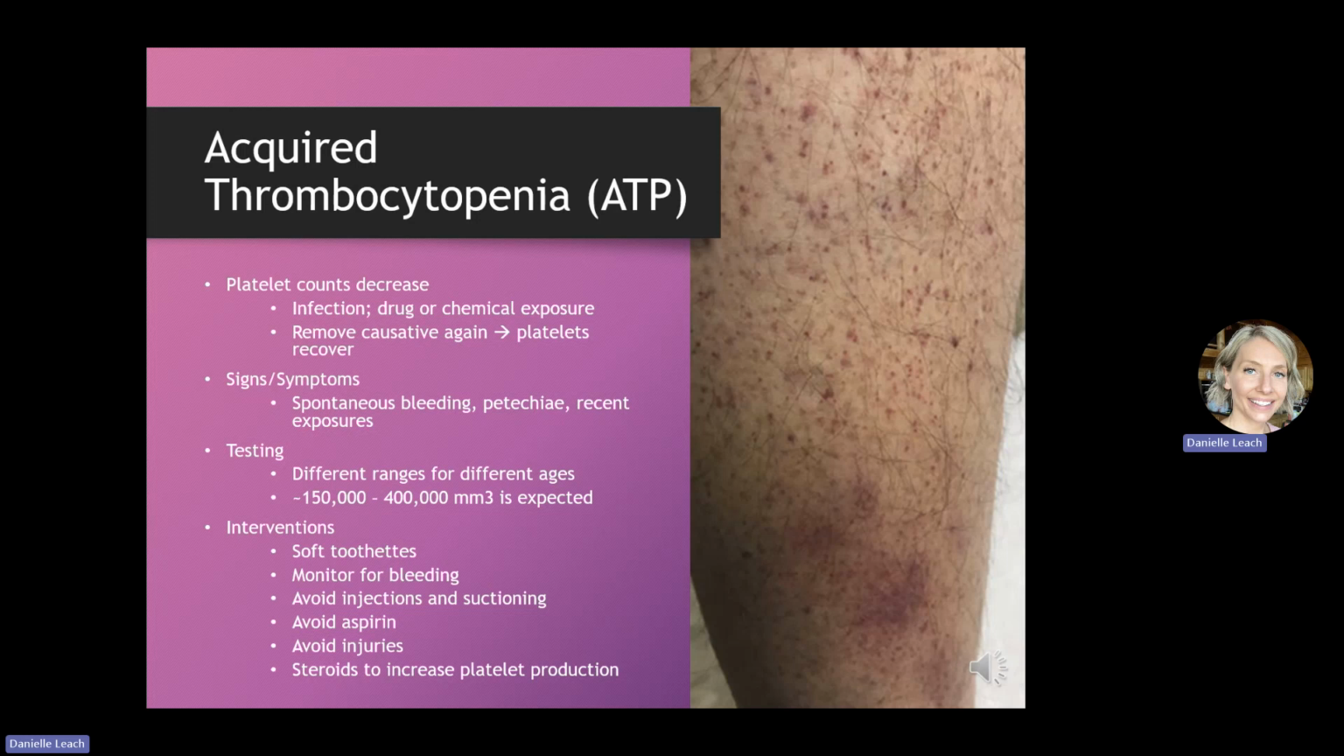Avoiding aspirin, which isn't used very often anyways. Avoiding injuries as best they can. And sometimes they are prescribed steroids to increase platelet production.